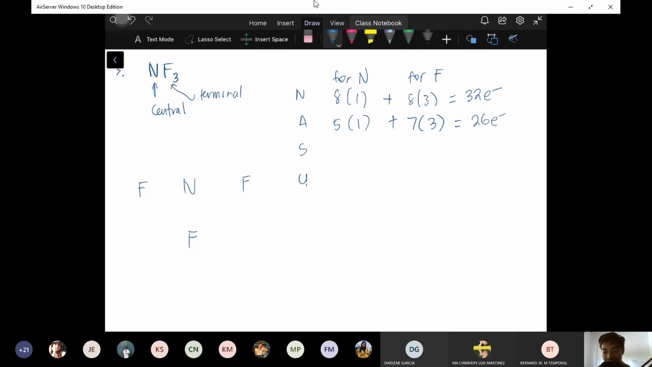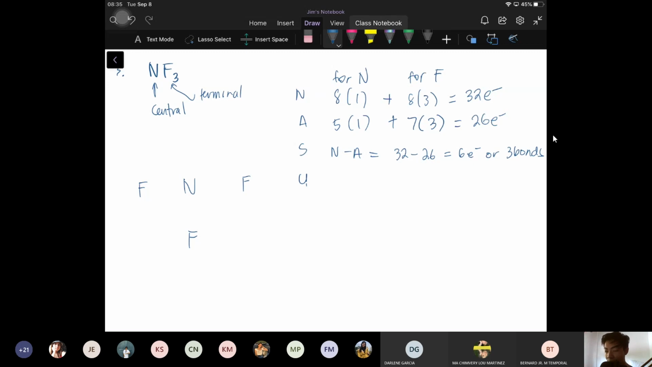Okay. So after doing that, S. Again, what's the formula for S? N minus A. So that's 32 minus 26. 6 yan na, or tatlong bonds. Again, you divide your shared electrons by 2 to get 3 bonds. Okay, so gagawin na natin yun. I will place the 3 bonds to connect my fluorine to nitrogen.